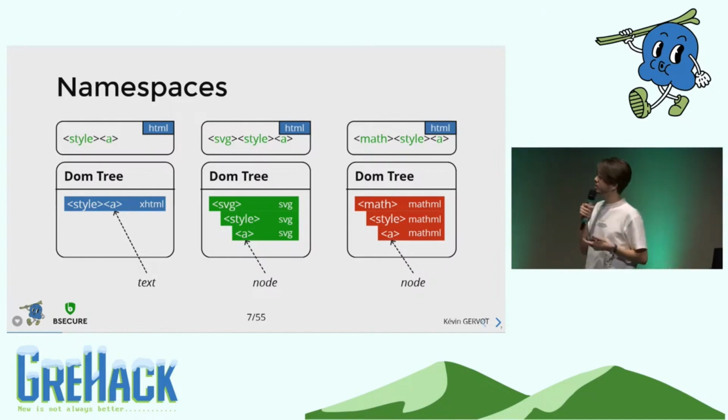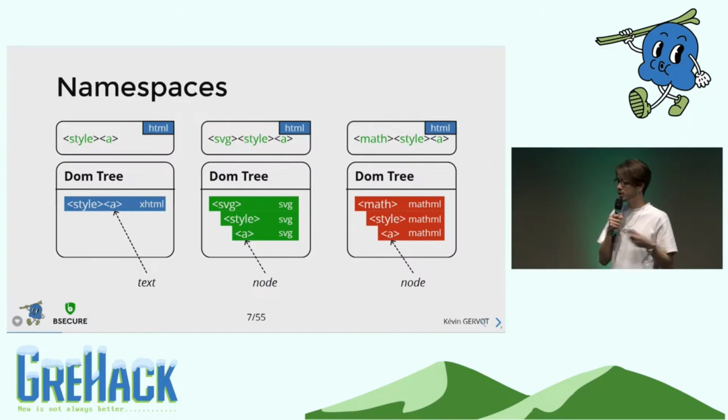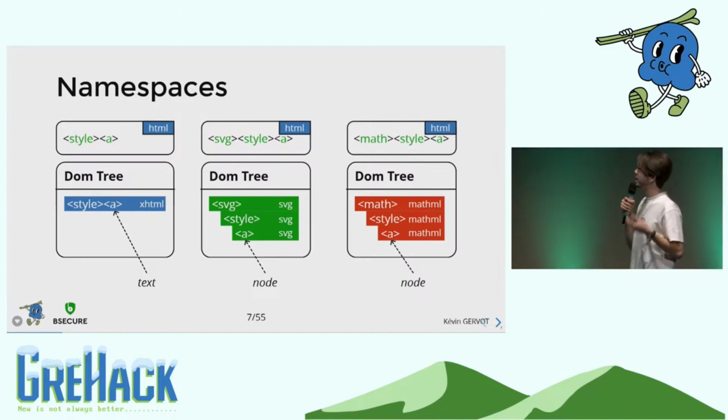This means that if you take, for example, the style tag on the left and try to parse it in each namespace, we can see that within the HTML namespace, the content is going to be text, while within the SVG and MathML namespaces, the content is going to be null.